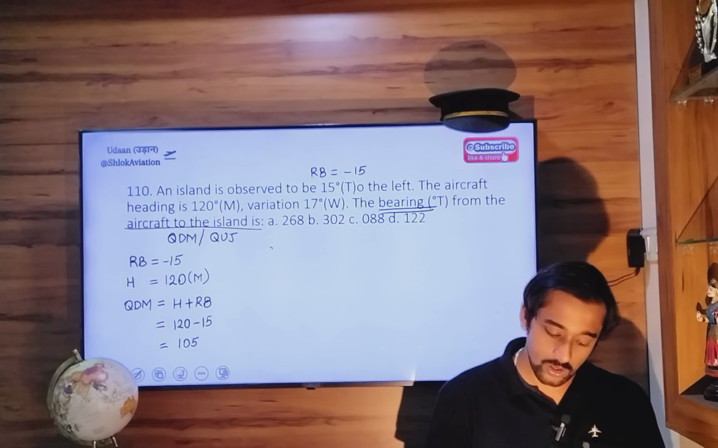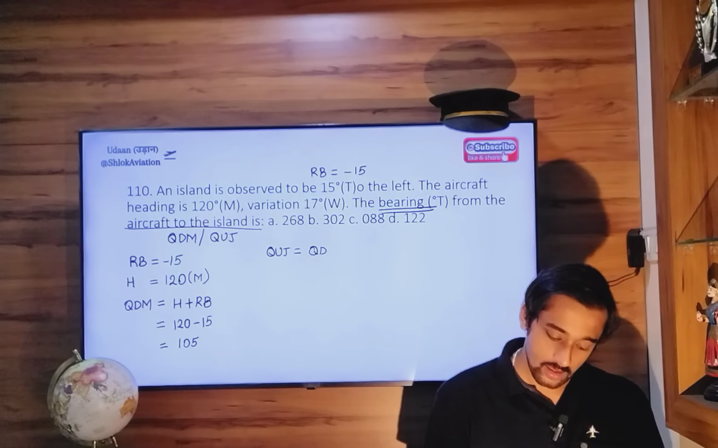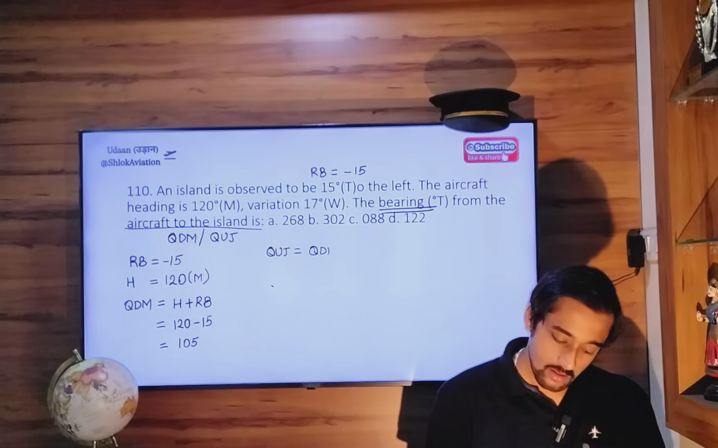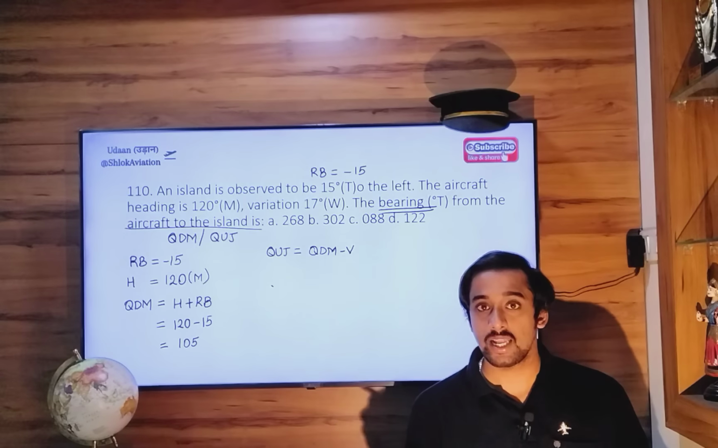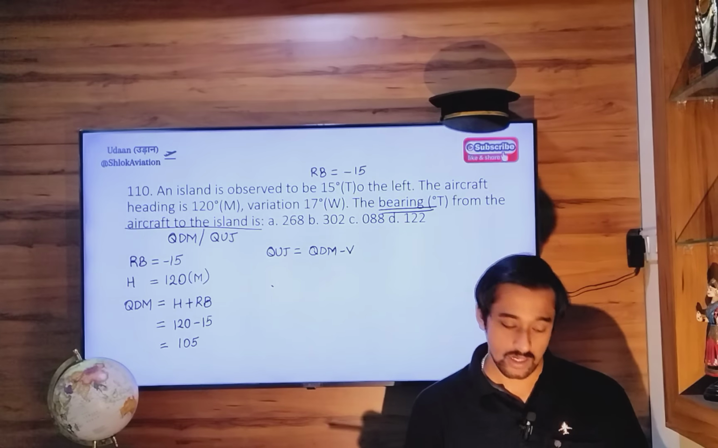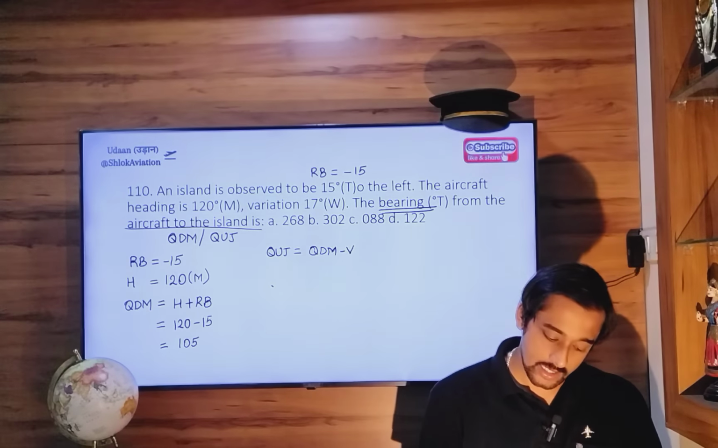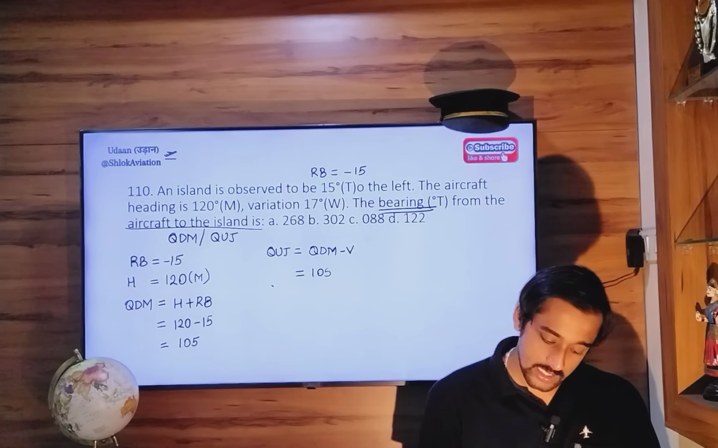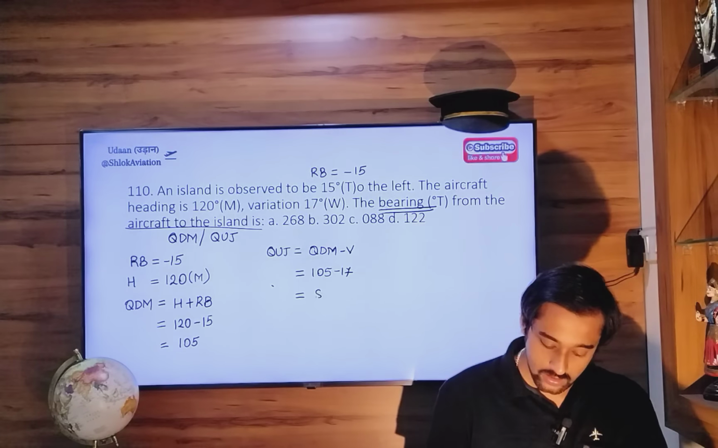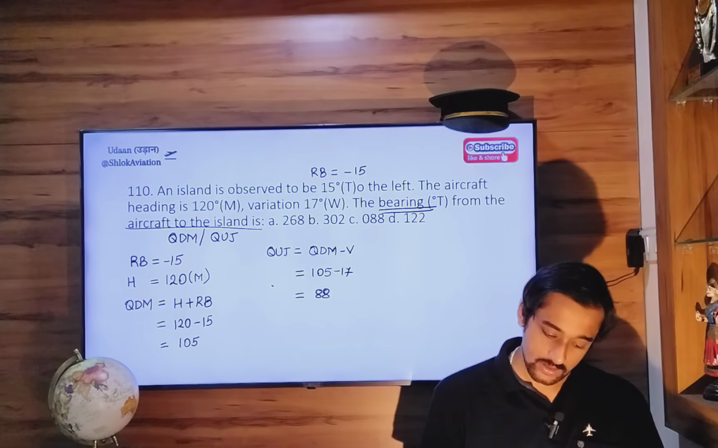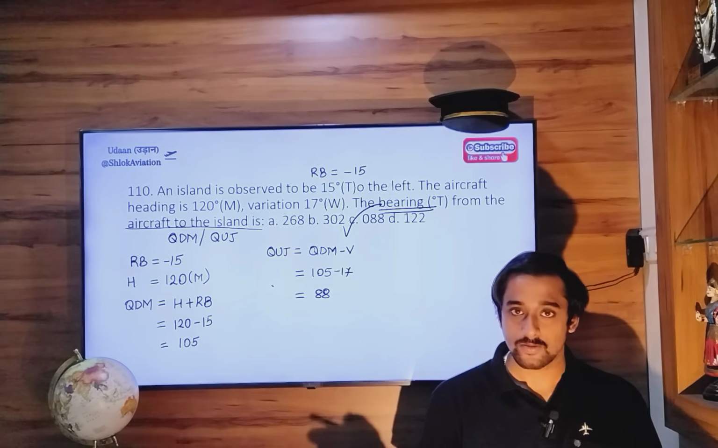Now convert this into QUJ. It will be QDM minus variation. Variation is west. With westerly variation, magnetic will be more than true, so true will be less than magnetic. So 105 minus 17, which is equal to 88. So the answer is option C.